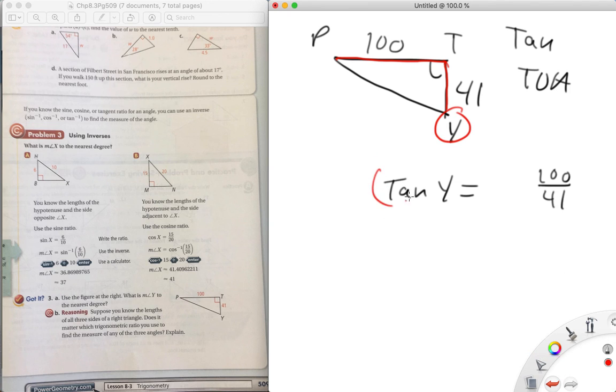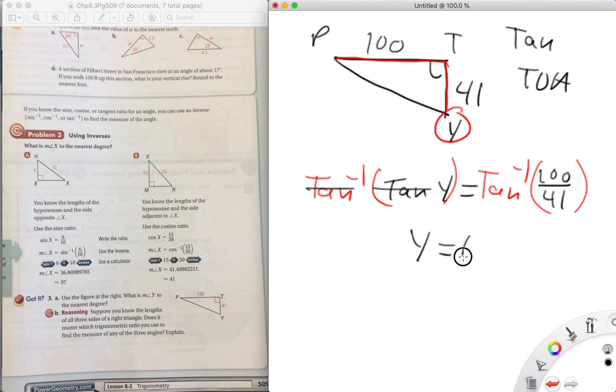Alright, remember, in order to get Y, I've got an inverse tangent over here. What I do on one side, I do to the other. So I inverse tangent on the other side. This guy goes, I'm just left with Y. And second tangent, 100 over 41, and I get 67.71 degrees.